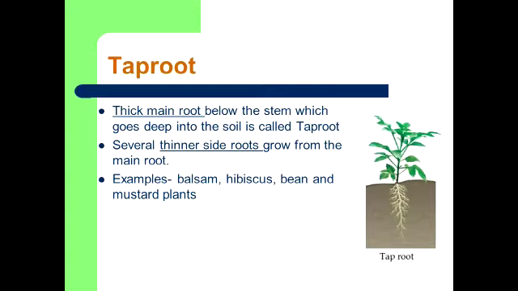Kids, in this diagram you can see that below the stem there is a long root which is going in the soil. Now you can see the branches of the root. There are small thinner side roots and the main root is thick. So this type of root is known as tap root.